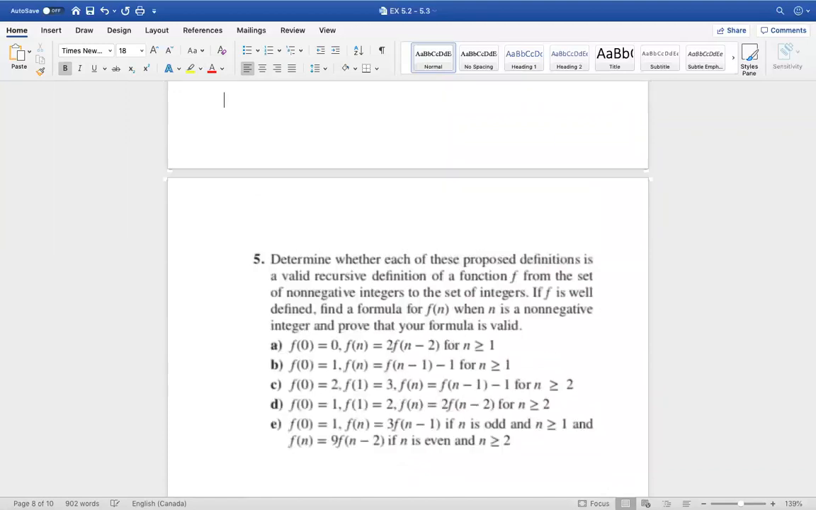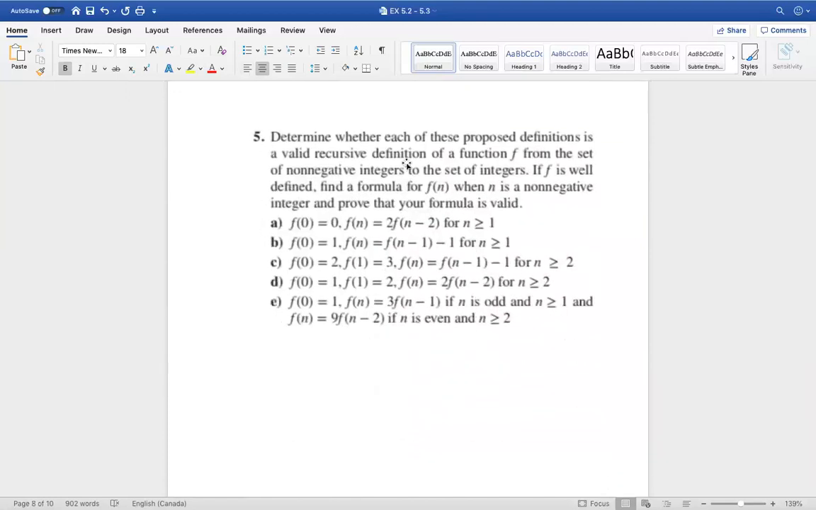So this is question number 5. So we have to determine whether each of these proposed definitions is a valid recursive definition of a function f from the set of non-negative integers to the set of integers. So we have this domain, the set of non-negative integers, and then we have this range, the set of integers. So if f is well defined, find a formula for f of n when n is non-negative, and prove that your formula is valid. Okay, so let's take maybe part number B.